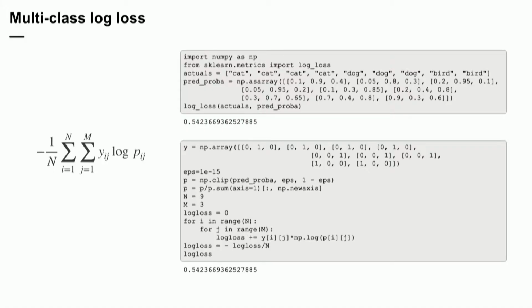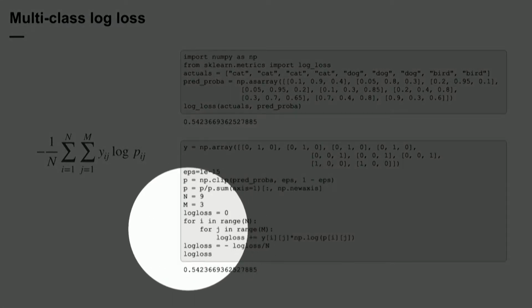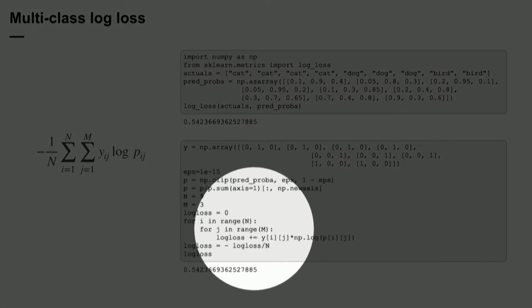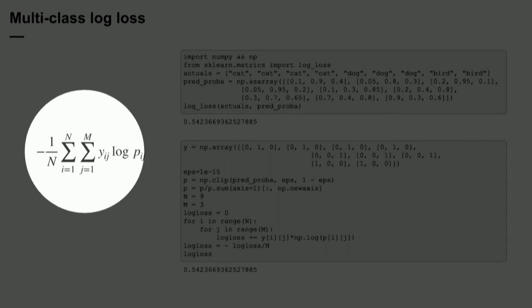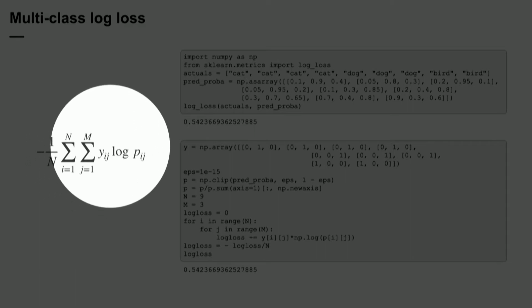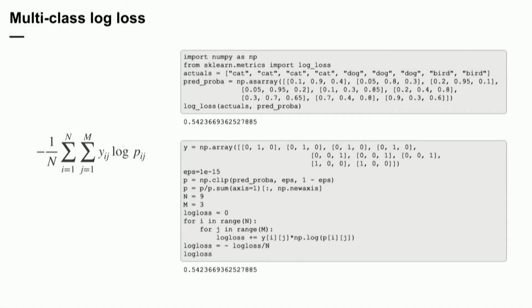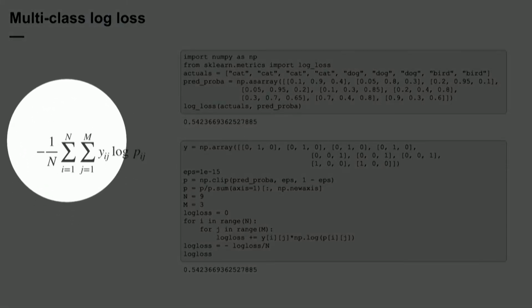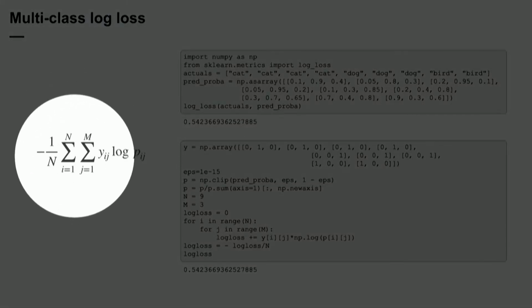And multi-class log loss is basically a broader version of the log loss for a binary case. The formula looks a little bit different. If you don't like formulas, I spelled it out here as some for loops. So basically what's happening here, N is the number of observations.